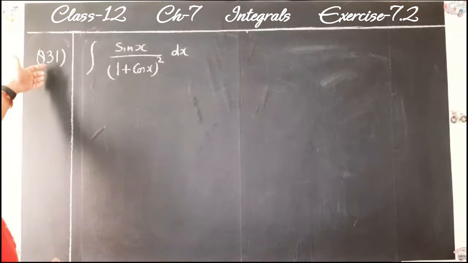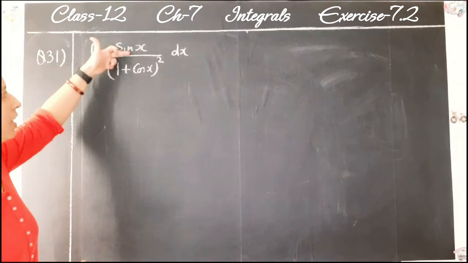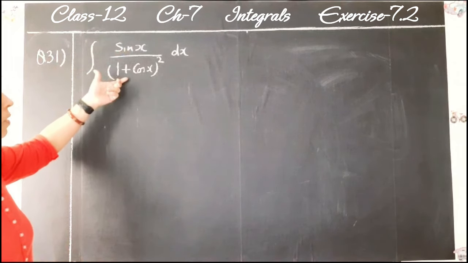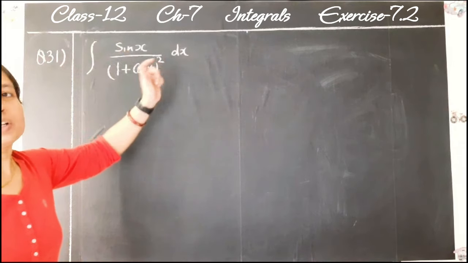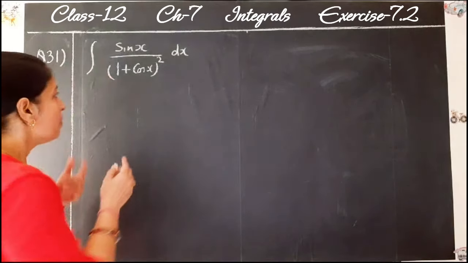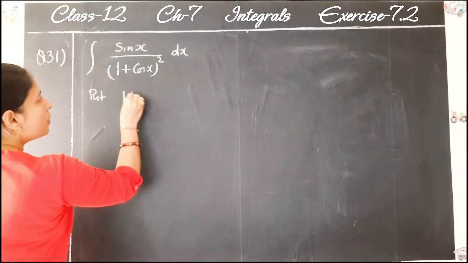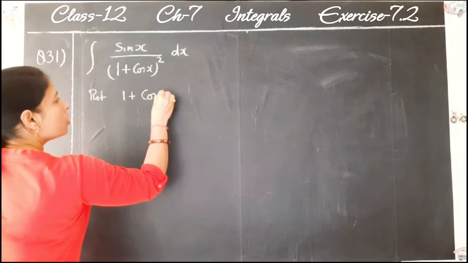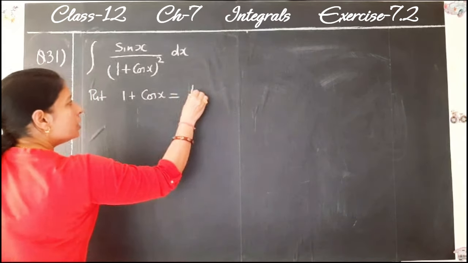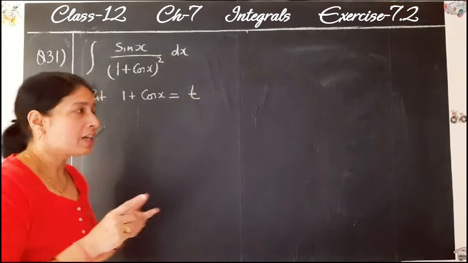So next one is question number 31. It is integral of sin x divided by 1 plus cos x whole square. So first we make this integral into simple form by putting 1 plus cos x is equal to t, because derivative of cos x will be minus sin x.